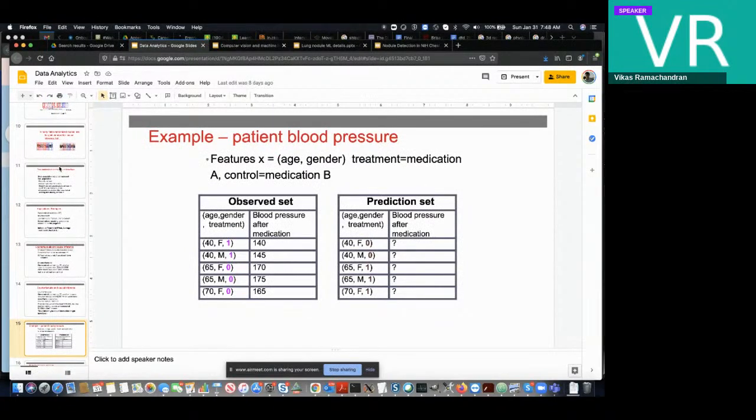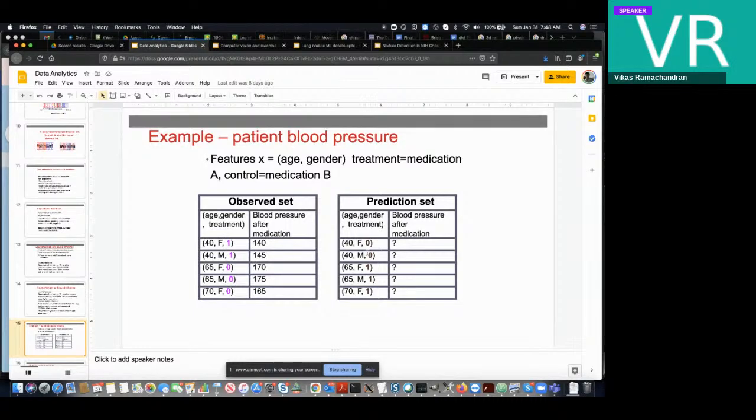So this is another example, from healthcare. This is just a toy example, but on the left side you have multiple patients, and this is the observed data. In the first row you have age: this is a 40-year-old female who was given a treatment, a particular drug, let's say treatment A versus B. It could also be treatment versus no treatment. She was given this treatment, which is drug A, and then you measure the blood pressure after that: 140. Similarly, for different people, the second row is a 40-year-old male, treatment one, and blood pressure was 145.